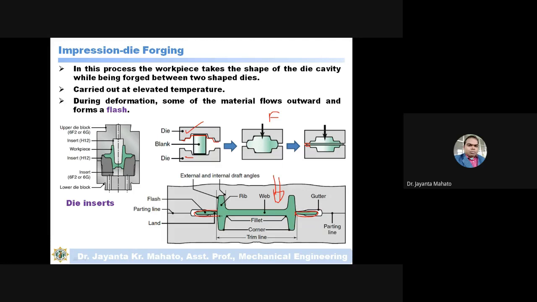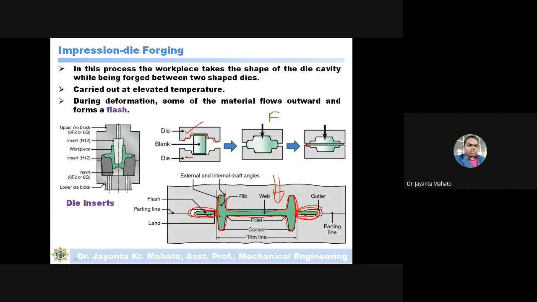The extra material that has flowed out here is actually not desirable. This part is the not desirable part. Your desired shape is only this part. This part is actually your desired product. This extra part is your undesired part.